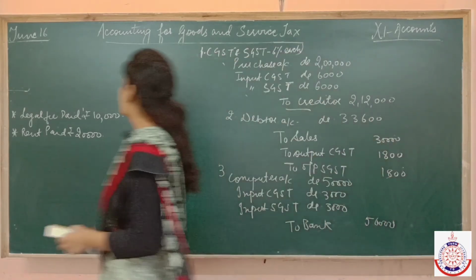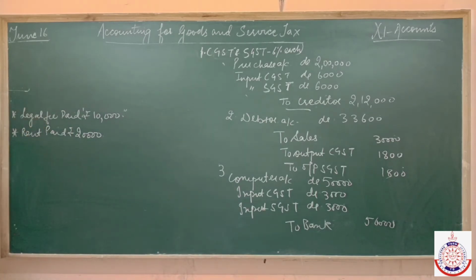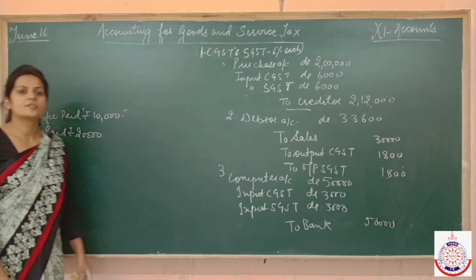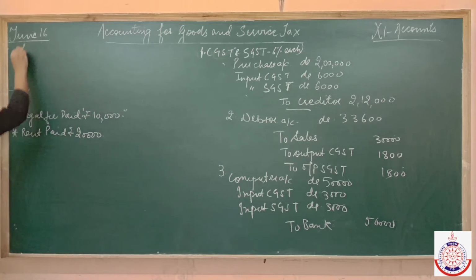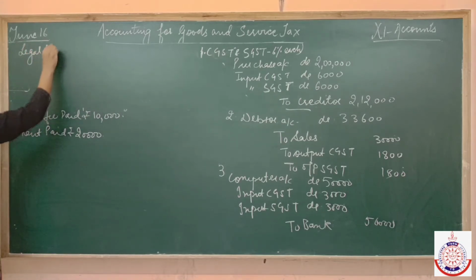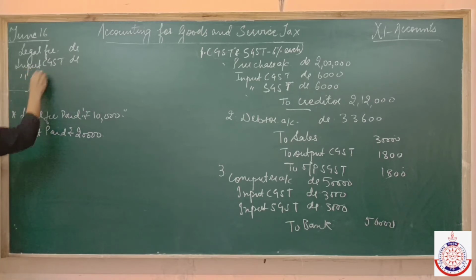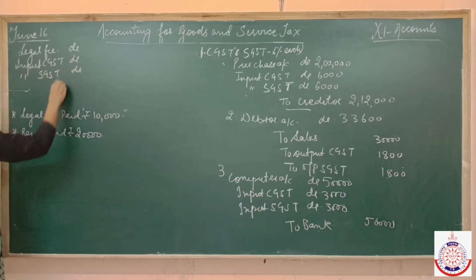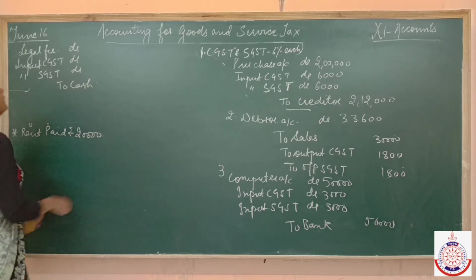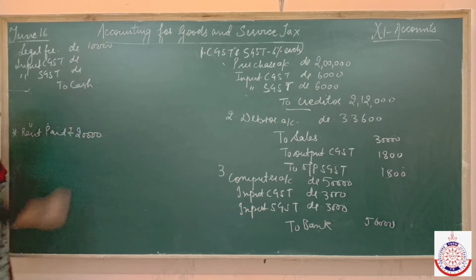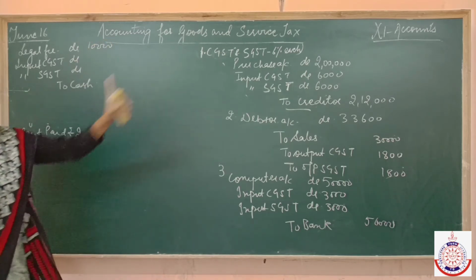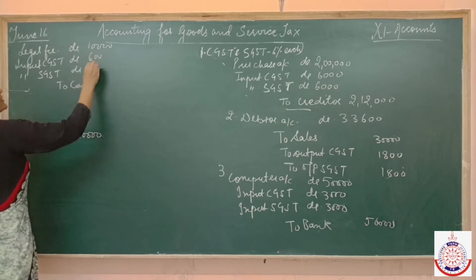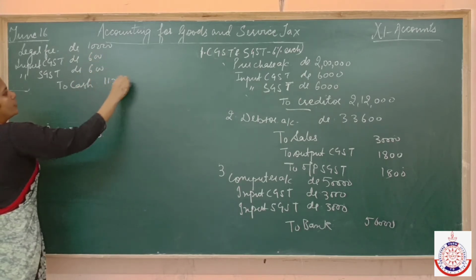Next transaction now, legal fee paid. Legal fee is an expense for us, and as I told you that GST is also chargeable on expenses. So pass the entry legal fee debit, input CGST debit, input SGST debit to cash. So 10,000 is the amount of legal fee. So write 10,000 here. CGST and SGST is 6% each. So 600, total becomes 11,200.